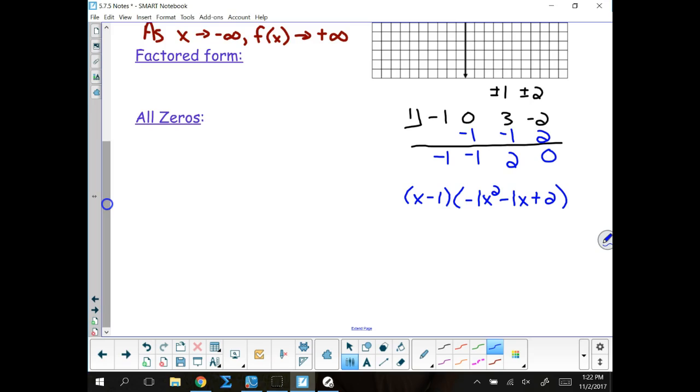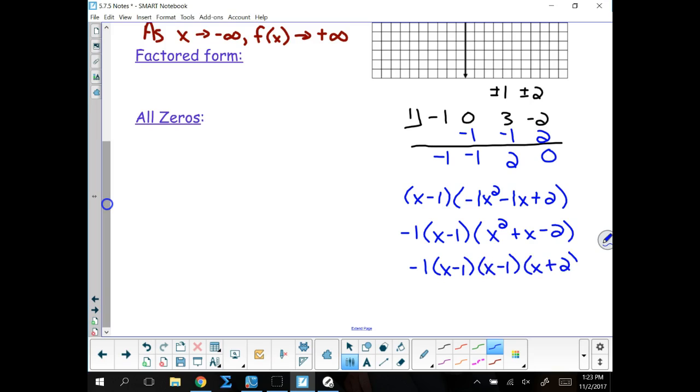Agree with me on that? Would anybody be offended if I took a negative 1 out of my trinomial to get my squared term positive? Is that going to offend anybody? Good. Because that's going to make this become negative 1 times x minus 1 times now x squared plus x minus 2. Is x squared plus x minus 2 factorable? What is it factored to be? X minus 1 and x plus 2. Nope, you got it right. Okay. Can I factor any more? Nope. So then that would be the factored form of f of x.